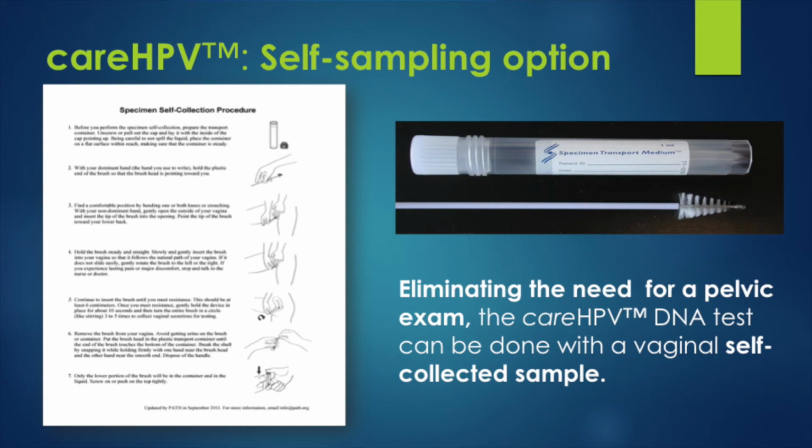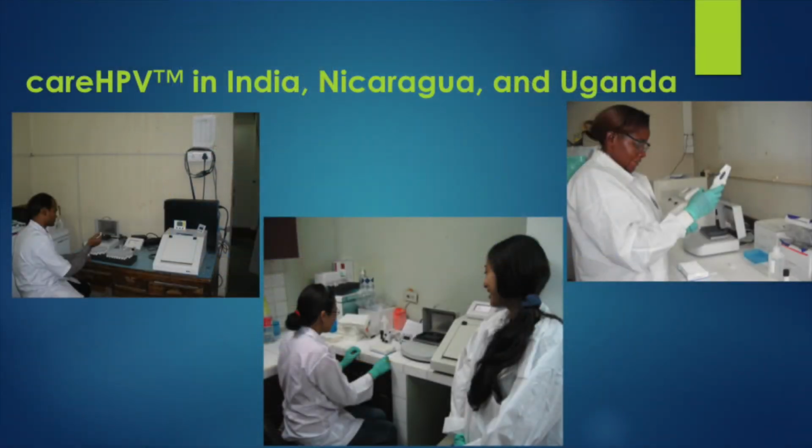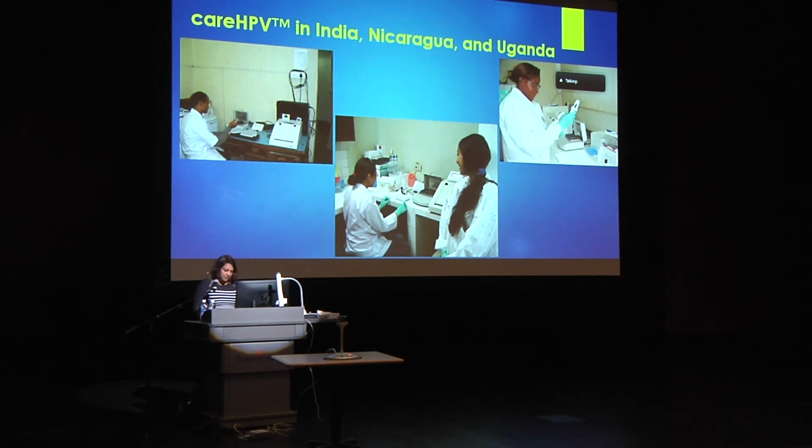PATH tested CARE-HPV in India, Nicaragua, and Uganda. We enrolled over 20,000 women in our research study and screened them with 4 screening methods: Pap, VIA, a self-collected vaginal CARE-HPV sample, and a provider-collected cervical CARE-HPV sample. This is what we found.